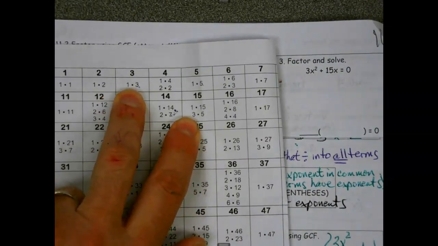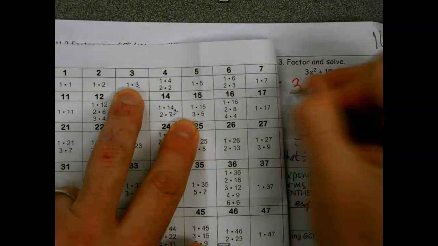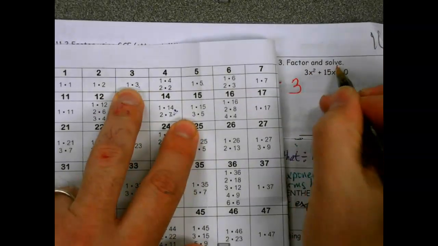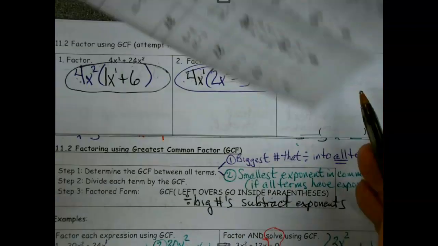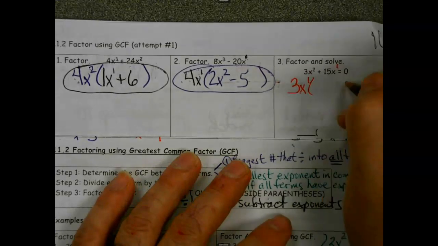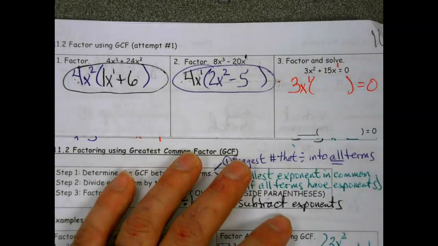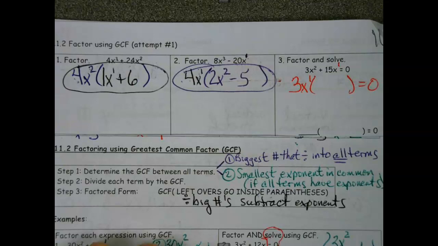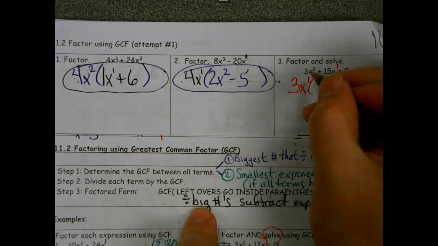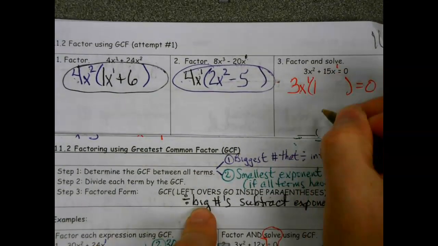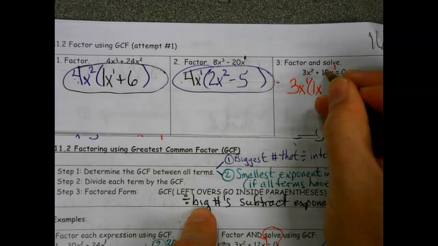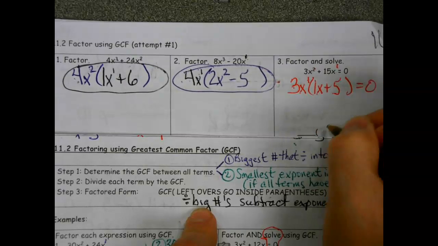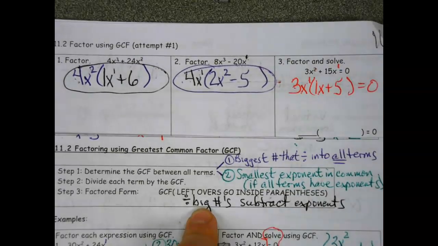Three and 15 here. We've got 3. We do have a variable with both, so we take the smallest exponent one. That works. And again, everything I need is right here. Divide the bigs, subtract the littles. Divide the bigs, subtract the littles. But this time there's one change.